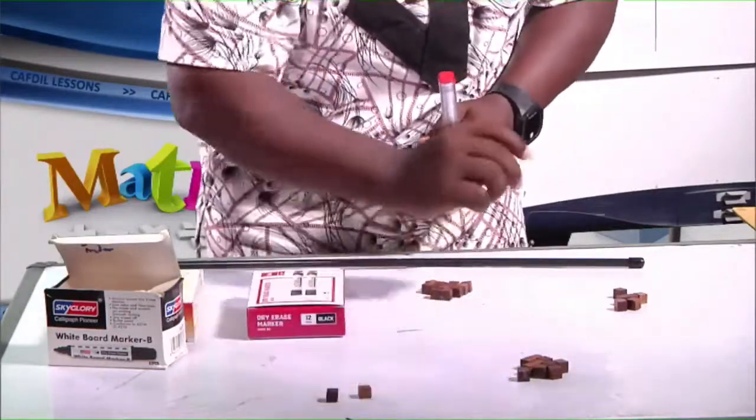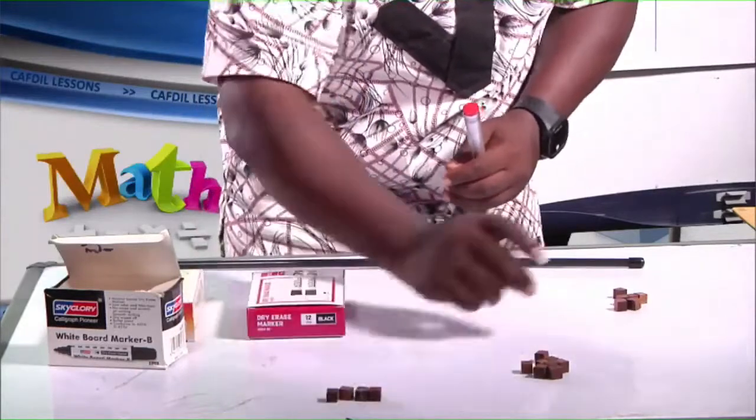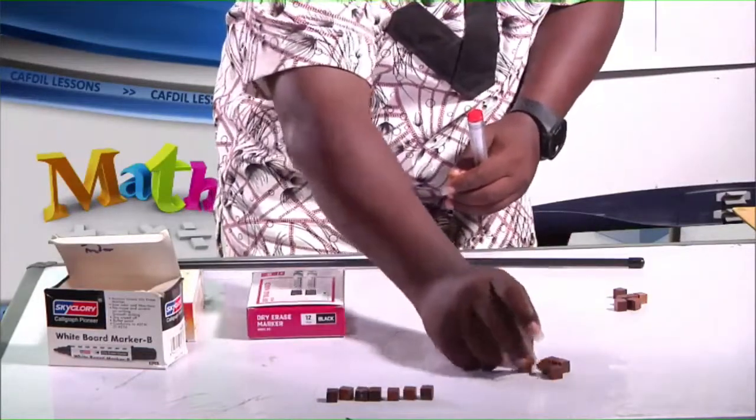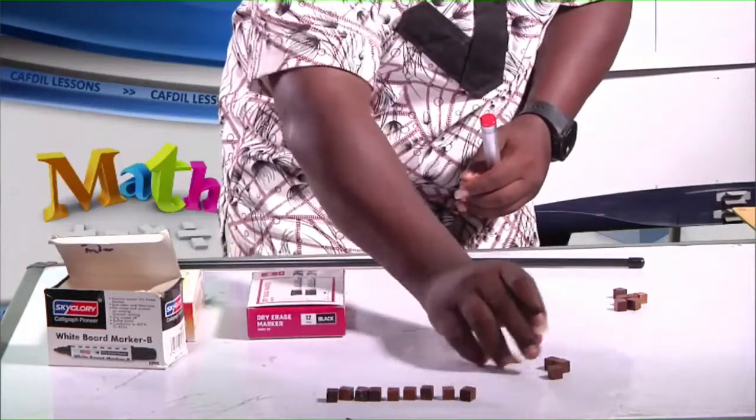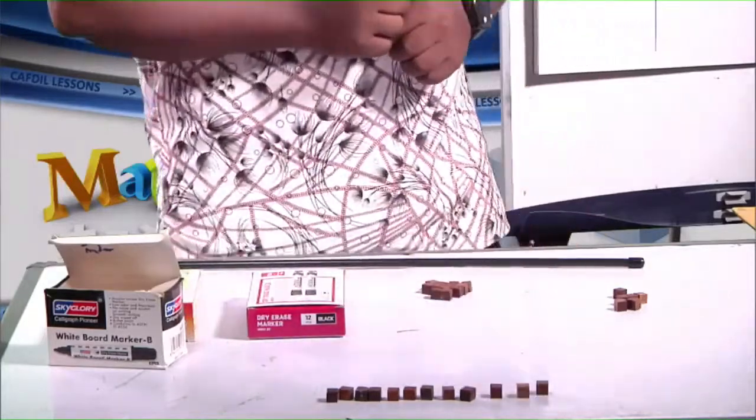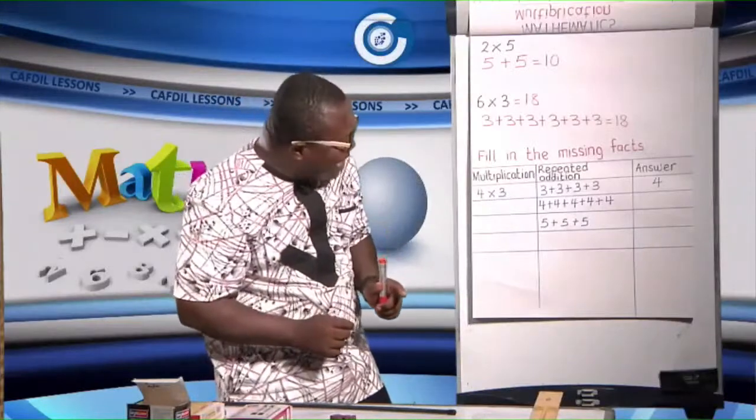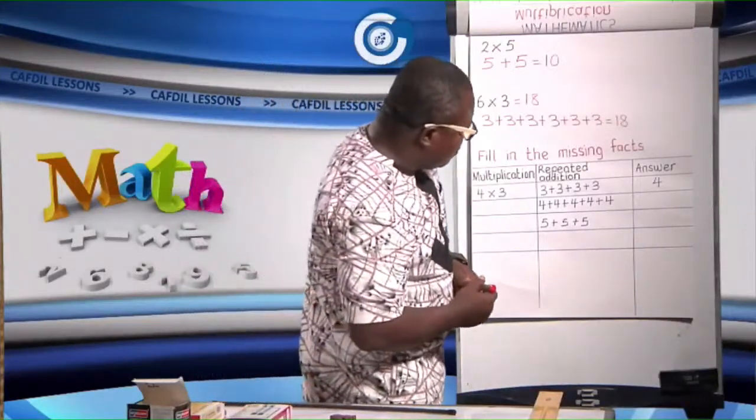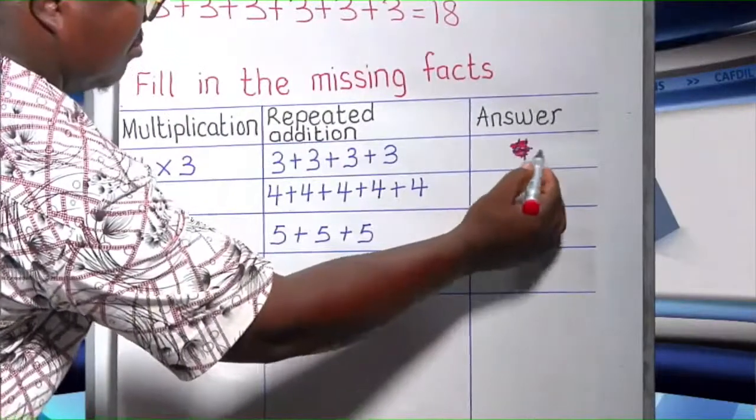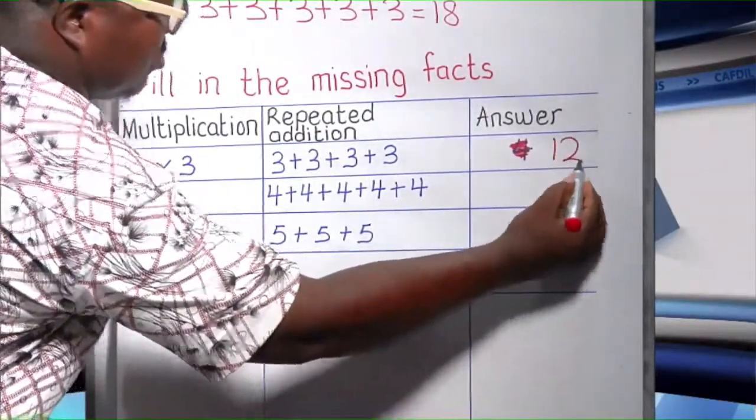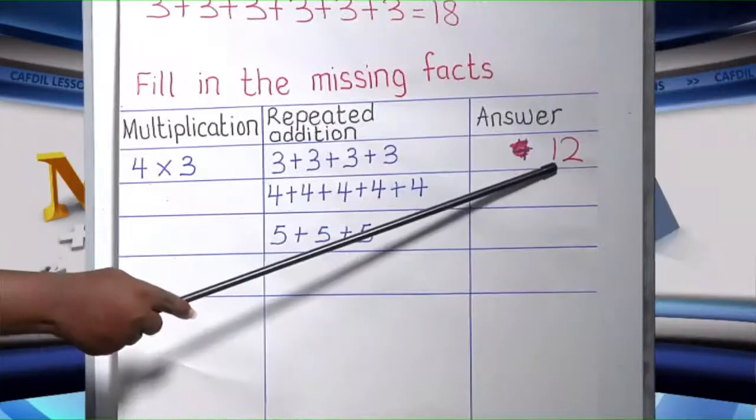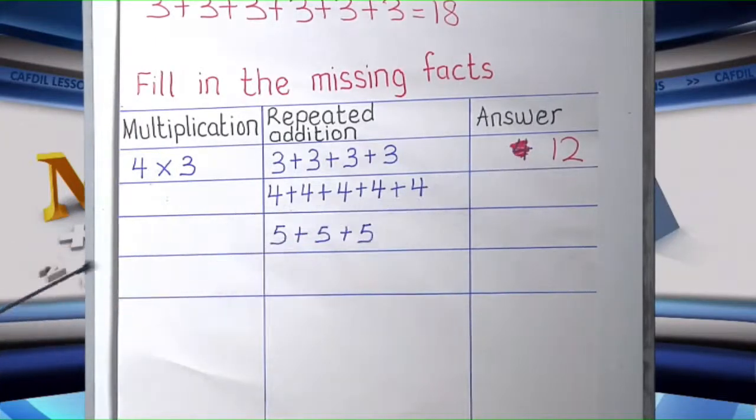1, 2, 3, 4, 5, 6, 7, 8, 9, 10, 11, 12. So you've seen it. The answer is going to be what? 12. Okay. So the answer is 12. That is the answer. You've seen it.